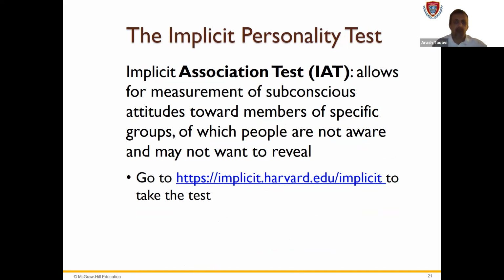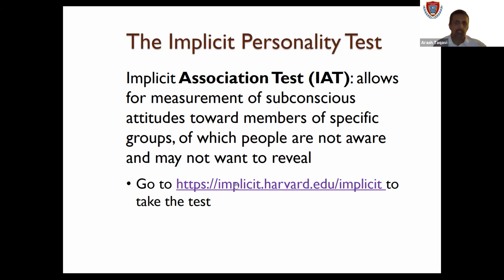The implicit personality test is the final thing that we want to talk about. It is implicit association. It allows for measures of subconscious attitudes toward members of a specific group, of which people are not aware and may not want to reveal. It is at Harvard. You can go to Harvard and do it. Let me show you. It is Project Implicit at Harvard.